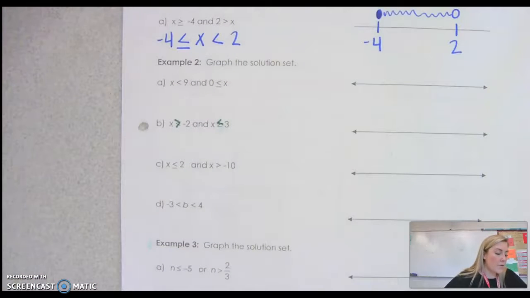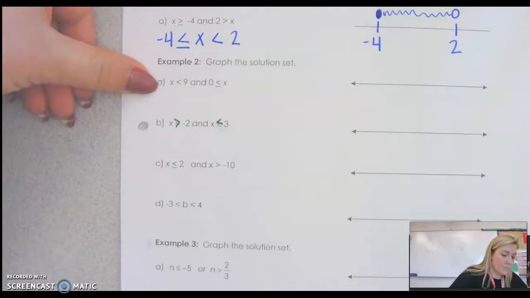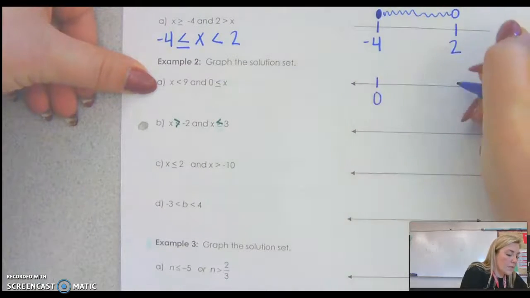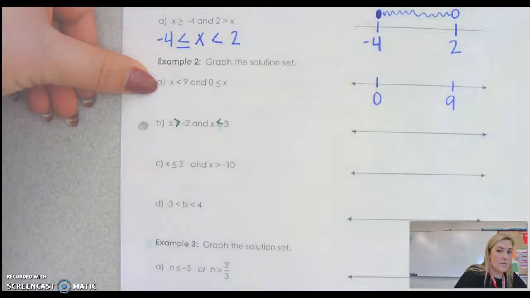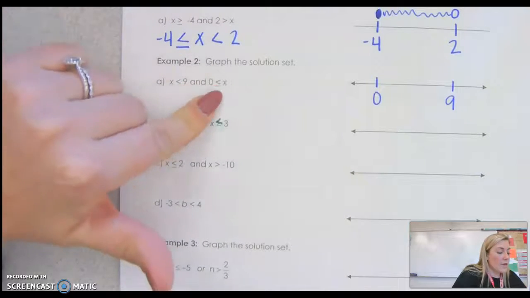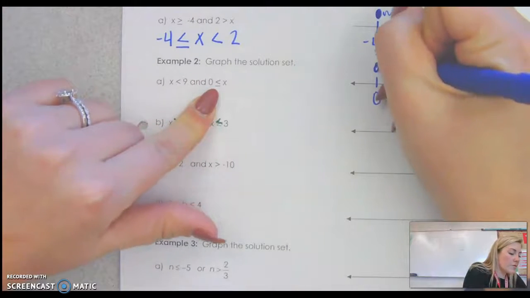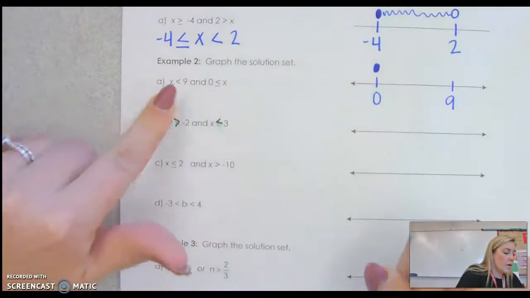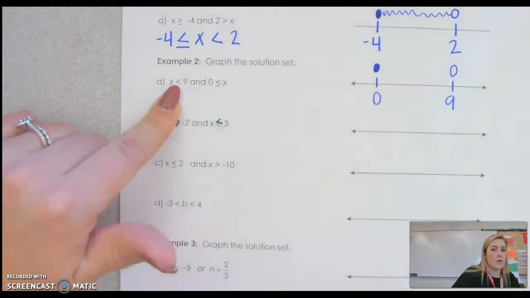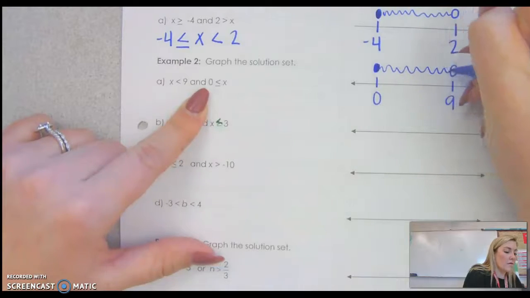Example 2 says graph the solution set. So again, we have an and here. We're going to put the lowest number on the left and the highest number on the right. At 0, our inequality sign is less than or equal to, so we're going to have a closed circle at 0. At 9, it's just less than, so we're going to have an open circle. And then it's an and, so shade in the middle.